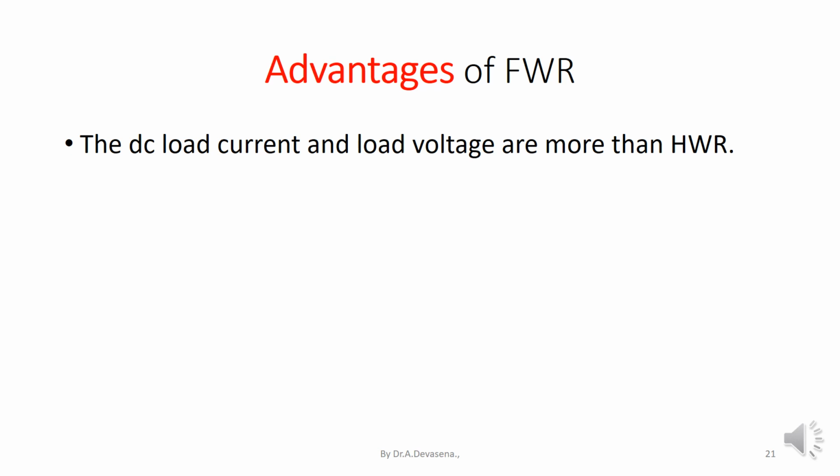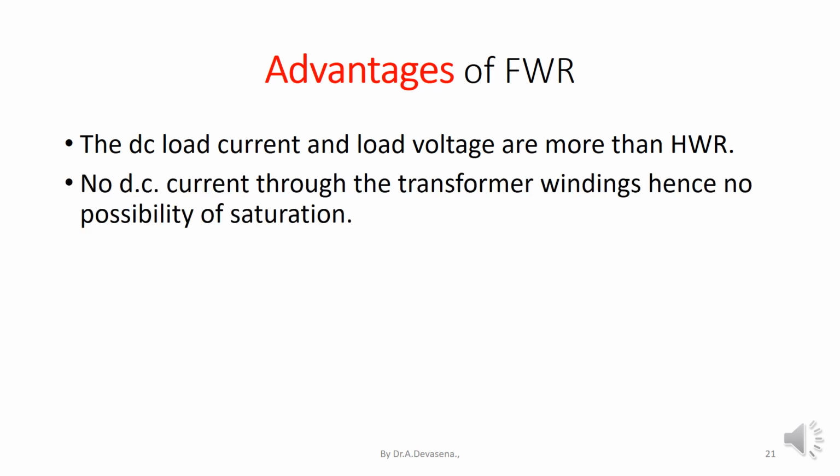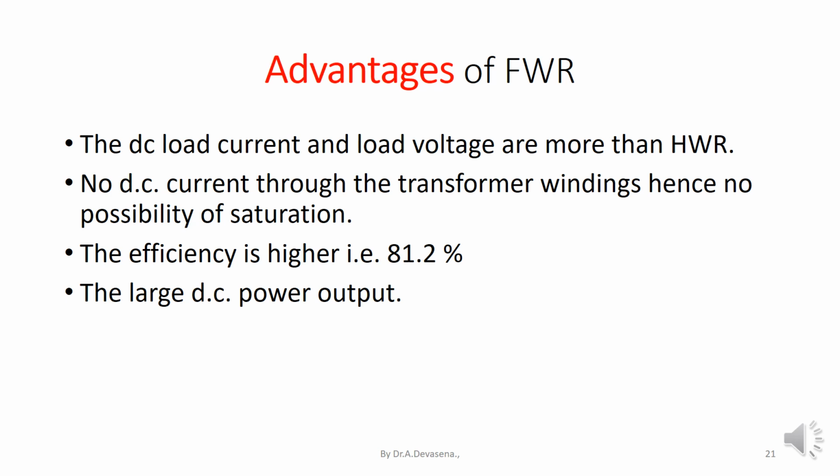Advantages of full wave rectifier. The DC load current and load voltage are more than the half wave rectifier. No DC current through the transformer windings, hence no possibility of saturation. The efficiency is higher, that is 81.2%. The large DC power output is obtained from the full wave rectifier. The ripple factor is less, that is 0.48 when compared to the half wave rectifier, because the ripple factor for the half wave rectifier is 1.21.